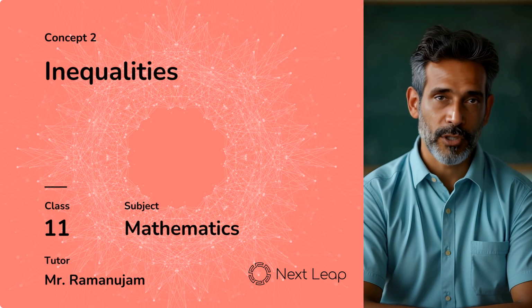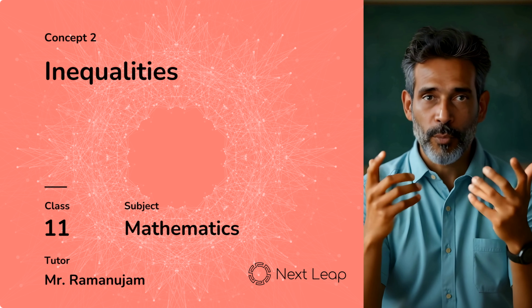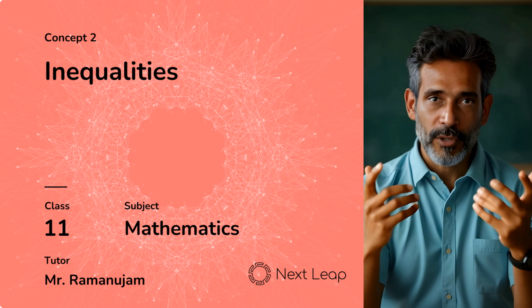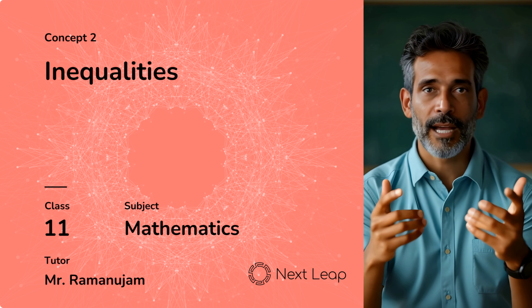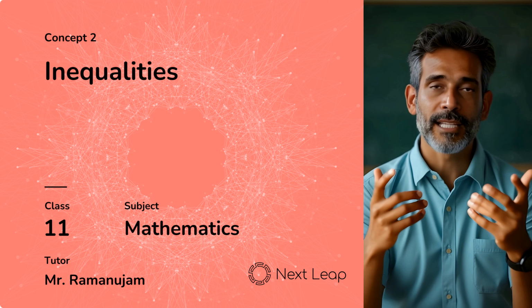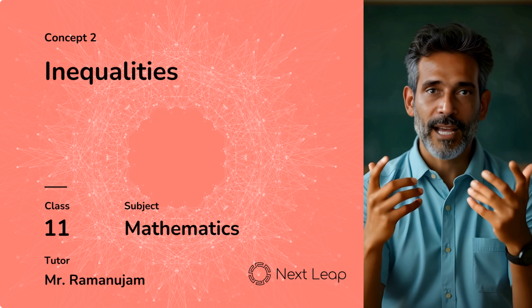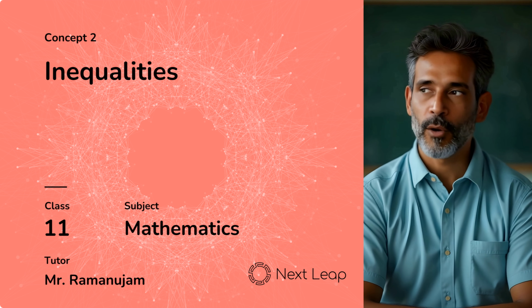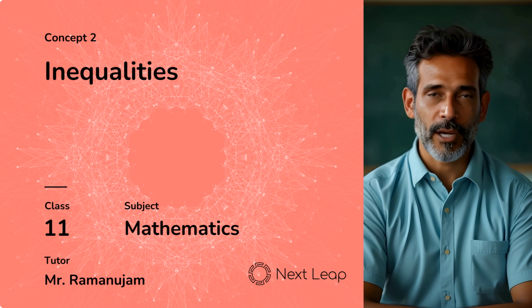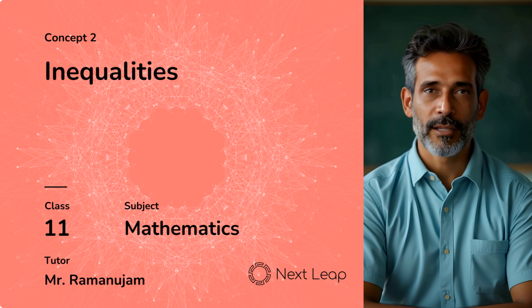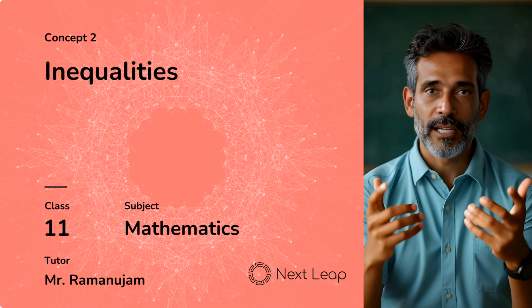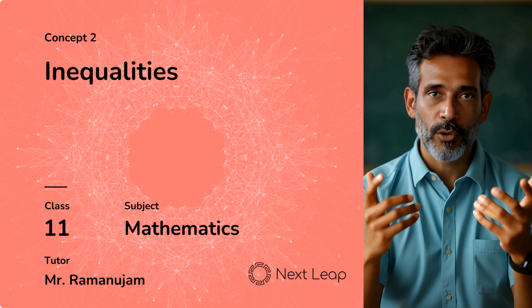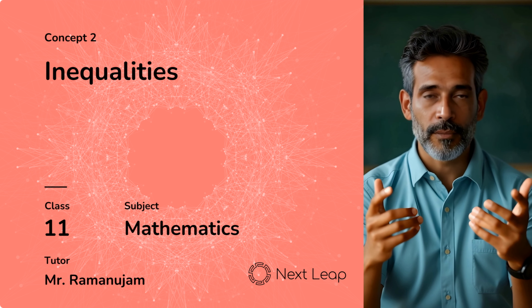Notice these are not equations. Nobody said height equals 160 or chairs equals 60. Instead, we have restrictions: less than, greater than, less than or equal to, greater than or equal to. Equations describe perfect balance. Inequalities describe ranges of possibilities. That's why they're so useful in real life.